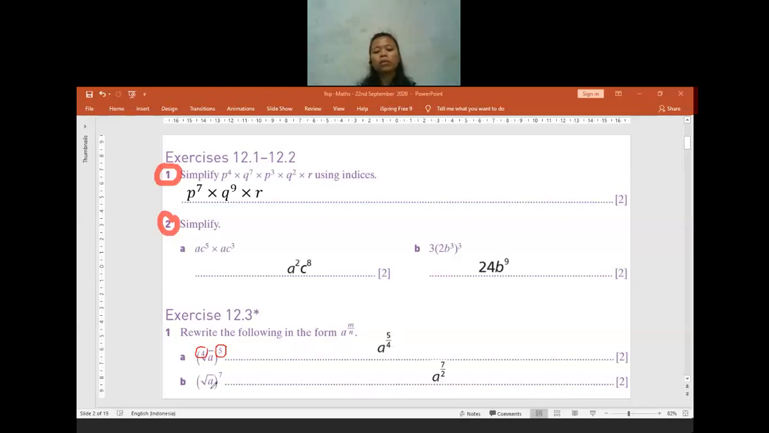For question B, most of you are wrong. It is square root of a to the power of 7. If it is only written like this, it is the same thing as square root, so it means there is a number 2 on it. Even though people do not write it there, it means there is always a number 2. If there is no number, it means there is a number 2 on it. That's why it will be a to the power of 7 per 2.